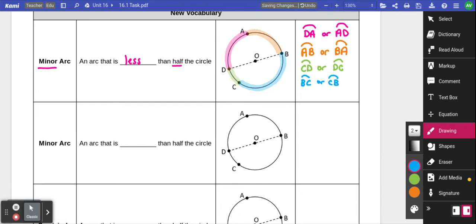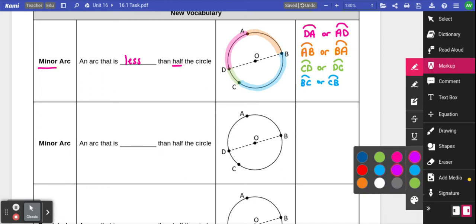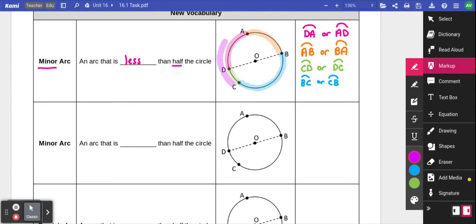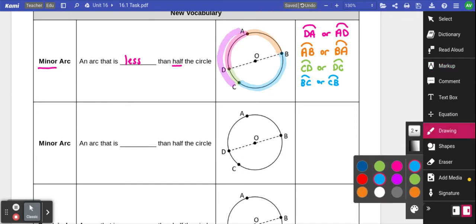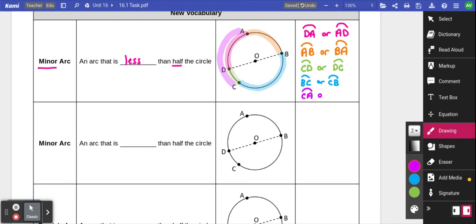And the last thing is, there's actually one more minor arc. I know this seems like a lot, but there's so many here. The last minor arc that I could name would start from C and go all the way to A. It's still less than half the circle. If I wanted to name that arc, I would name CA or AC.